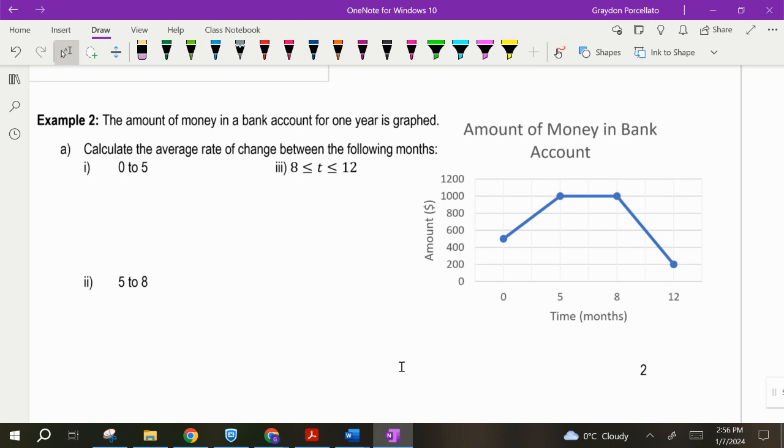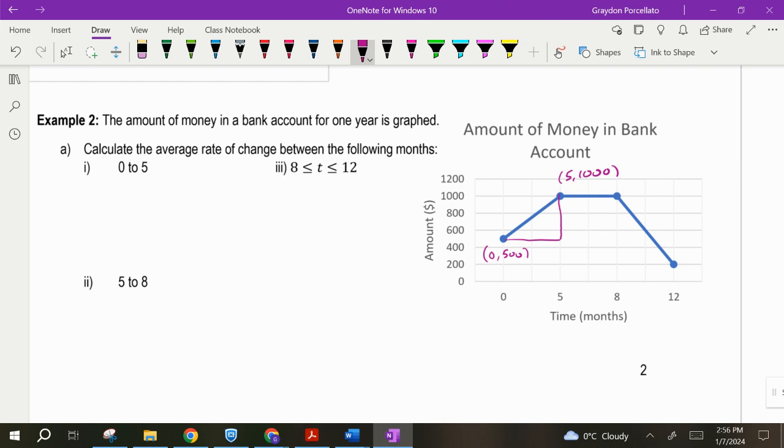Okay, this question says the amount of money in a bank account for 1 year is graphed. Calculate the average rate of change between the following months. So it says find the average rate of change between 0 to 5. Well, that's pretty straightforward. It looks like this point here is, let's say, 0, 500. And this point here appears to be 5 and 1,000.